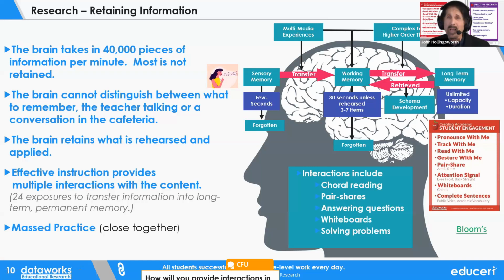It's kind of multimodality, saying it physically and then actually hearing it again. So really the choral reading can give us 2. The teacher reads, the students read. The pair share, as the 2 partners read, can give us 2 more. So how else can we get some interaction? Let's read together. Answering questions.